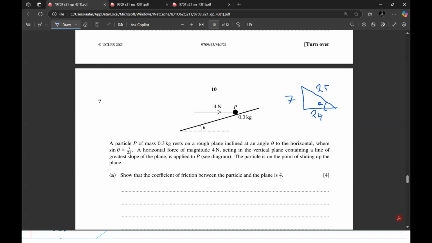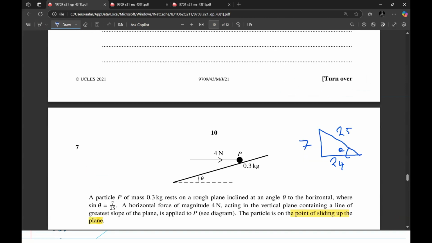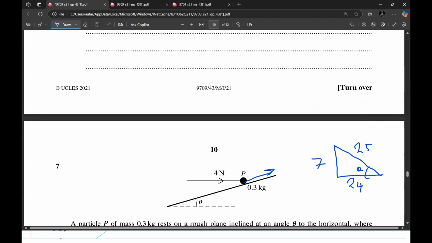A horizontal force of magnitude 4 Newton acting in the vertical plane containing a line of greatest slope of the plane is applied to P as shown. The particle is on the point of sliding up the plane. This is the most important point. Show that the coefficient of friction between the particle and the plane is 0.. So it says that it's just about to move up the plane. If it's about to move up the plane, that means that the friction will be acting downwards, right?